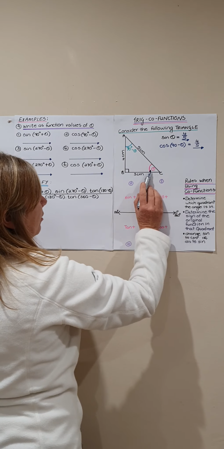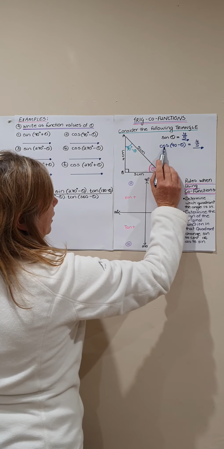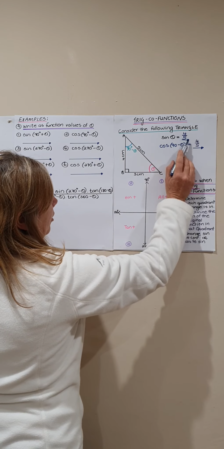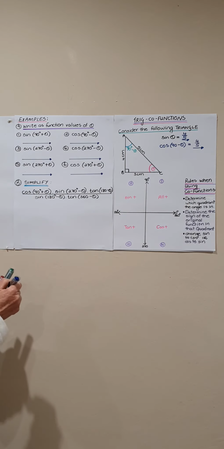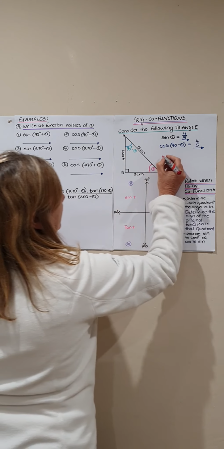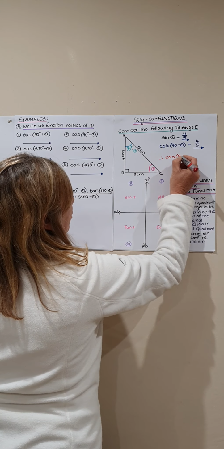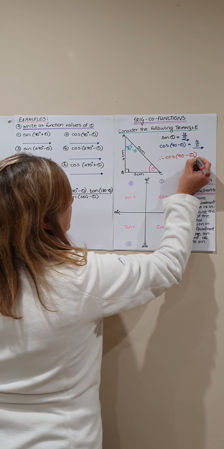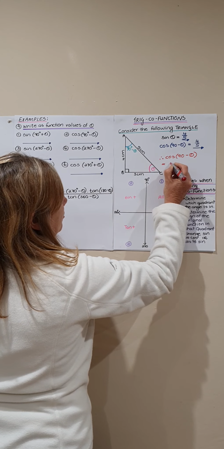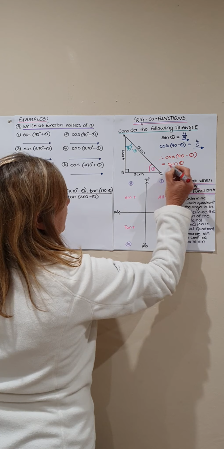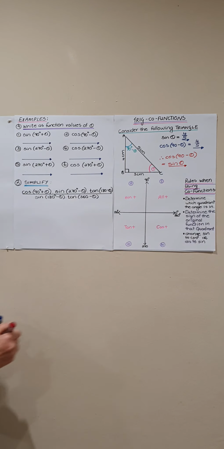So therefore the value of sine theta and the value of cos of 90 minus theta are both equal to 4 over 5. So therefore I can say that the cos of 90 minus theta is going to be equal to sine theta. And this I call co-functions. Now sometimes it is referred to as the Coco rule, all right? And I'm going to give you some rules.